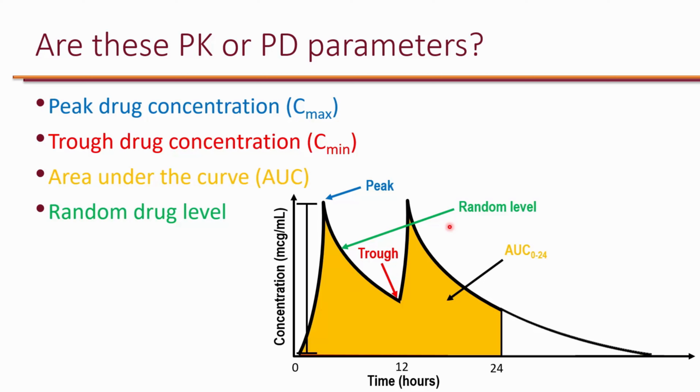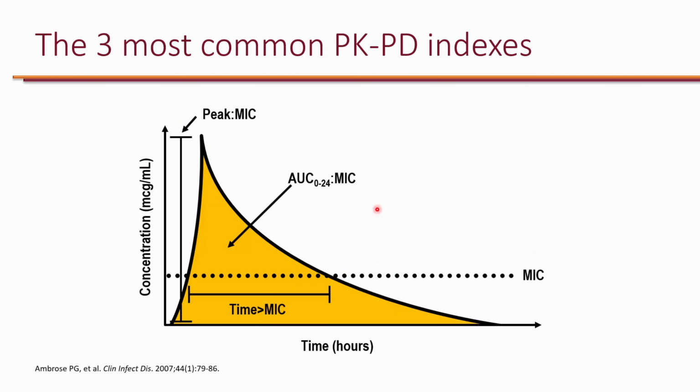And of course, you could get the level at any time between peak and trough, and that would be considered a random level. Now, when it comes to antibiotics, these things only tell you how the body is handling the drug. Whether it's AUC, the peak, or the trough, it's telling you how much drug is left in the body at a specific time. It doesn't necessarily tell you anything about the pharmacodynamics of the drug, because it doesn't tell you anything about the organism, and we need to know something about the organism. What we need to know is the MIC, or the minimum inhibitory concentration. We can combine these pharmacokinetic parameters with MIC to get PK/PD indices.